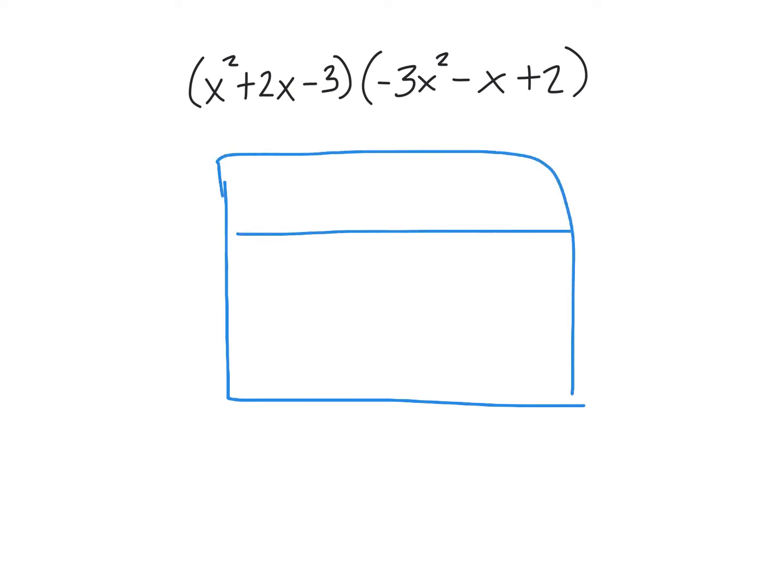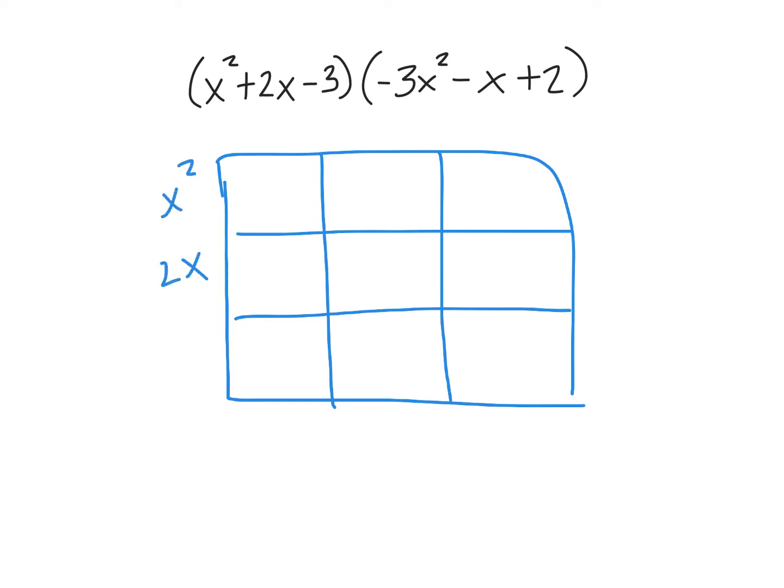I have 3 rows and 3 columns. And in my first one I have x squared, positive 2x, negative 3. The other expression is negative 3x squared, negative x, and positive 2. And now we just got to multiply like crazy, right? Fill in every box to multiply and use the rules.